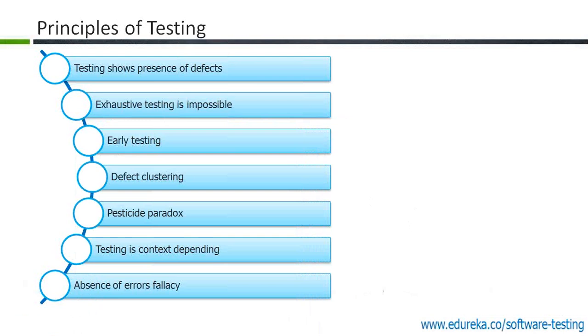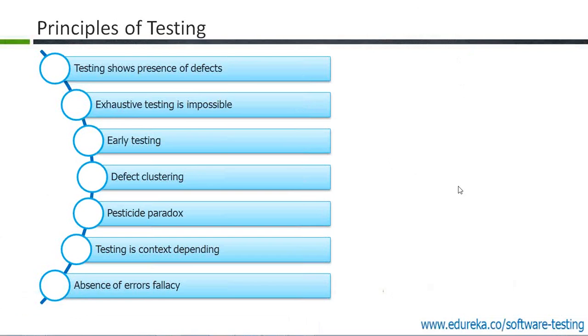Before the pre-release itself, you are trying to discover the clusters of the defects. What would happen if I pour this chemical water? What would happen if I pour water? What would happen if I pour petrol? You understood? So this is called defect clustering.